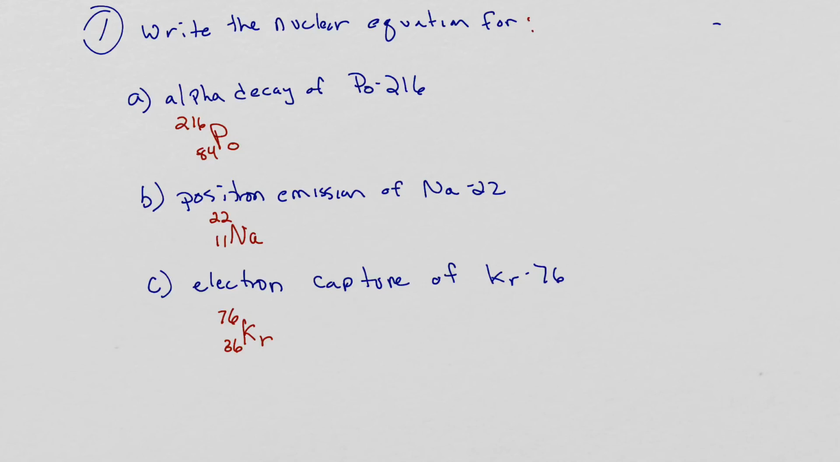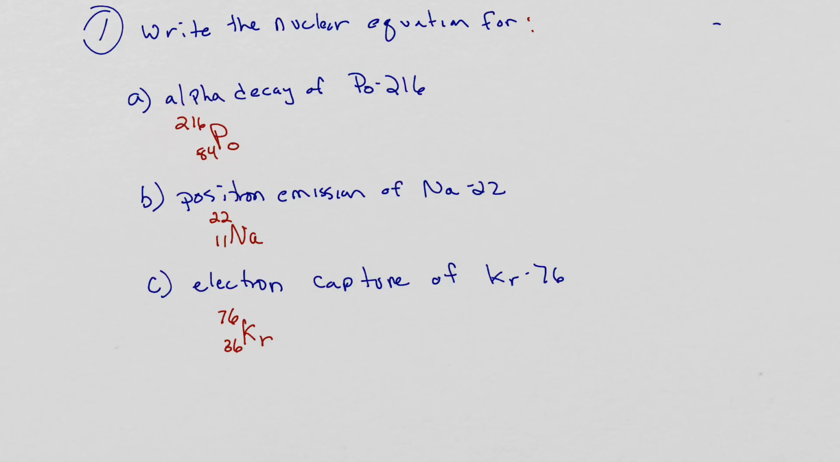So I have three here that we want to talk about. We're going to look at the alpha decay of polonium-216, the positron emission of sodium-22, and the electron capture of krypton-76. We're going to write out these equations. So, of course, the first step is to start with what we're beginning with, our parent nuclide.